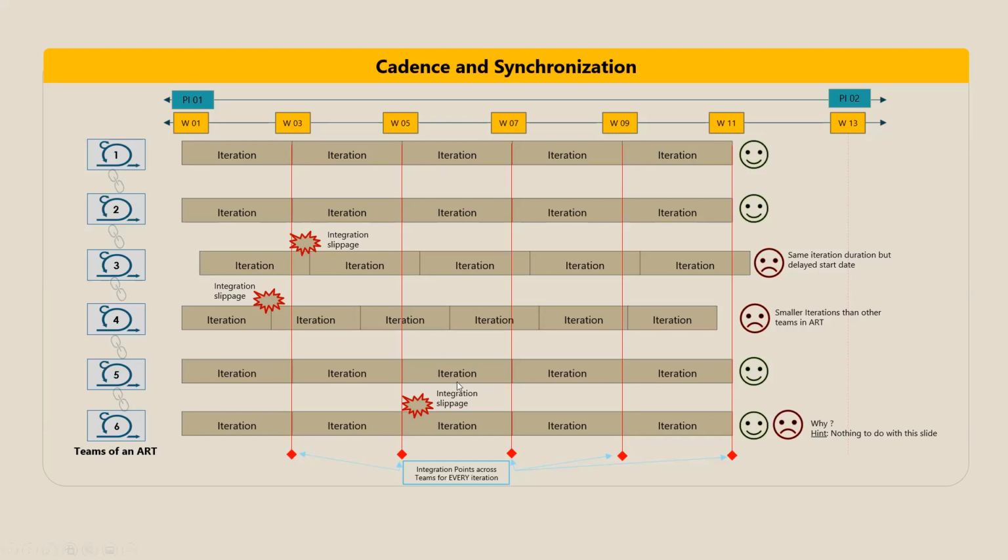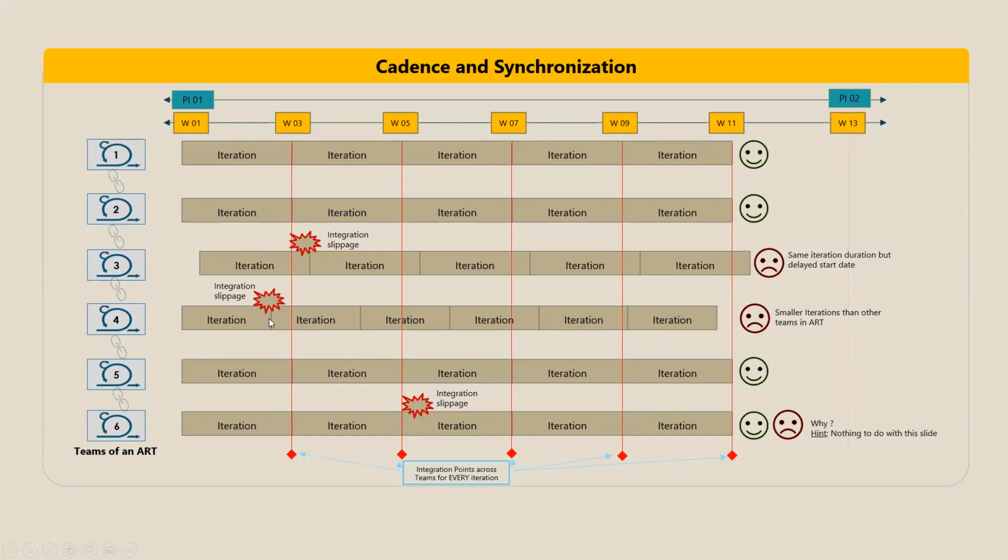Now, this is an open question to you. Why is there an integration slippage? Why? Any guesses? It's not maintaining its own rhythm, whether it's too fast or too slow.